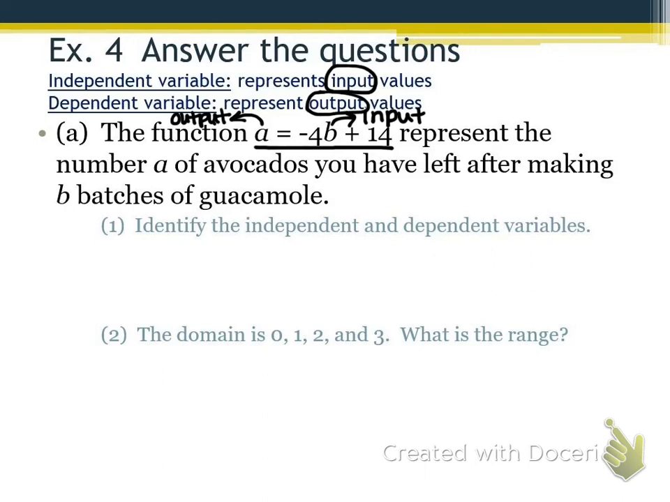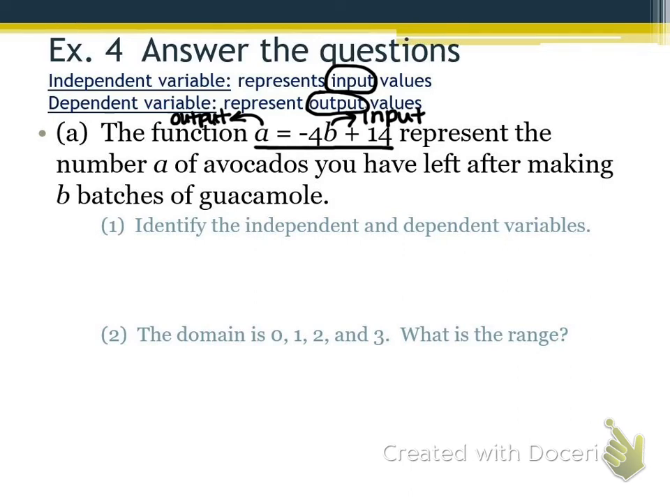Yes. So if we're looking at this problem, it says the function a equals negative 4 times b plus 14 represents the number a of avocados you have left after making b batches of guacamole. So which one of those is our independent variable? B. All right, we've got some disagreement here.